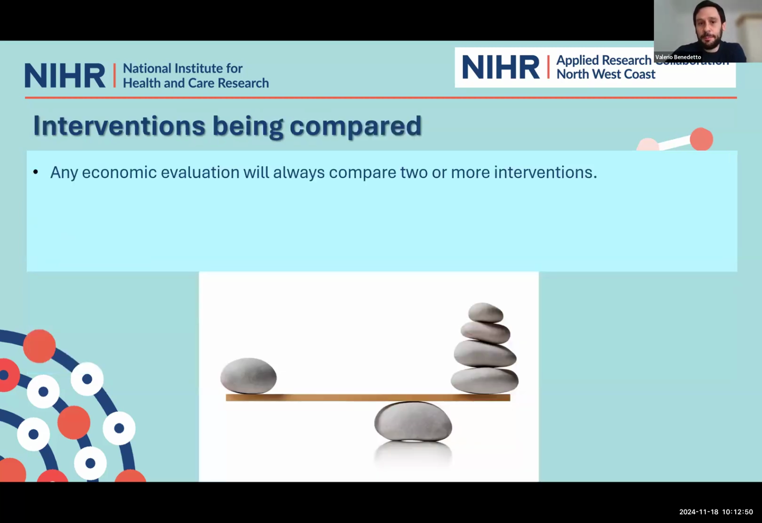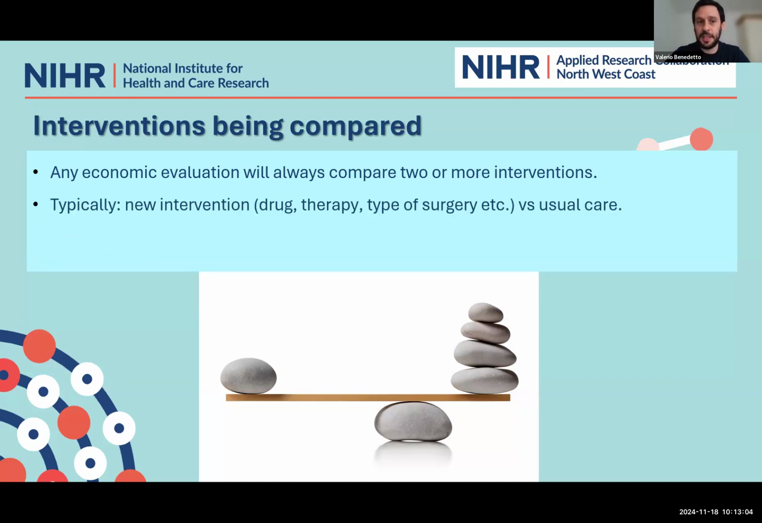Okay, the intervention being compared. You will remember we had a slide in session number 1 where I was trying to depict what an economic evaluation looks like. And any economic evaluation will always compare 2 or more interventions. Typically, you'll have a new intervention, which could be a new drug, new therapy, type of surgery, and that will be compared against the usual care. But there might be more than 2 interventions being compared, like 3 or 4, or even more, in an economic evaluation.